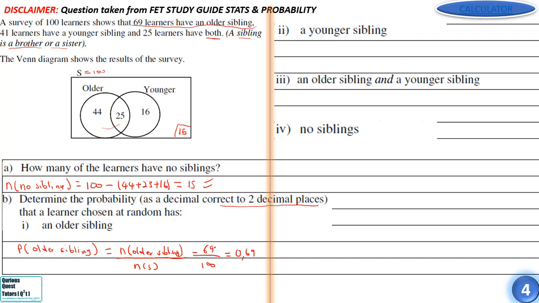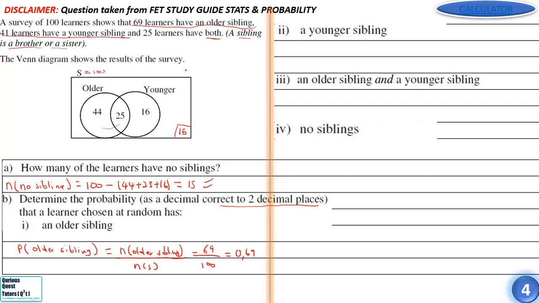So that's why we use the 69 instead of 44, because 44 does not take care of the other people that are here. So we use 69 for that reason. Now, ladies and gentlemen, let's move on and try to answer the other part of the question, which says, determine the probability that a learner chosen at random has a younger sibling. Again, a younger sibling. This was also mentioned here.